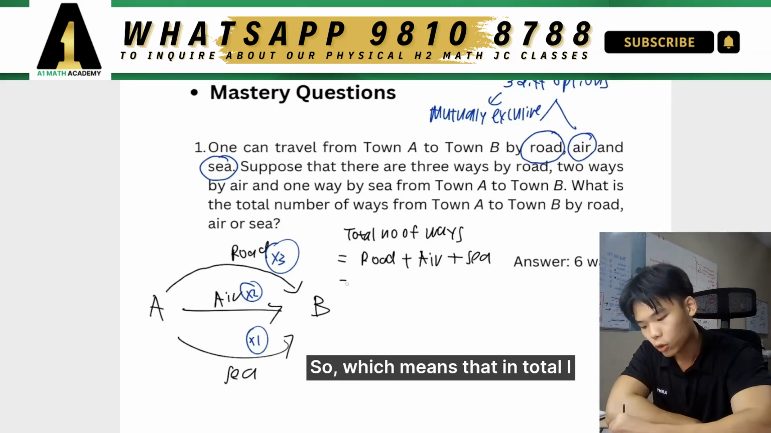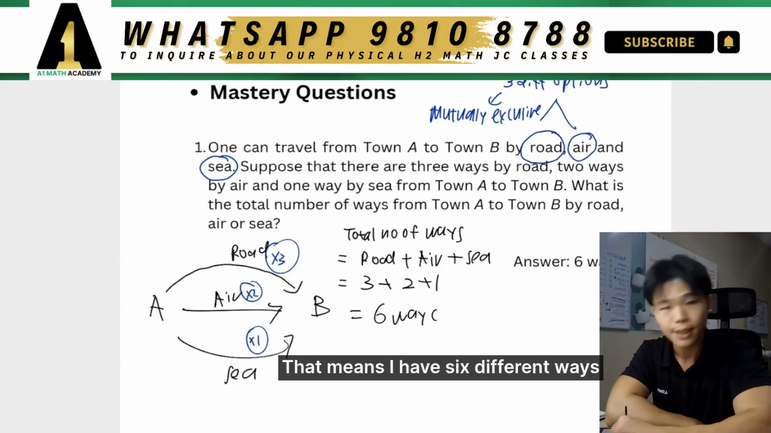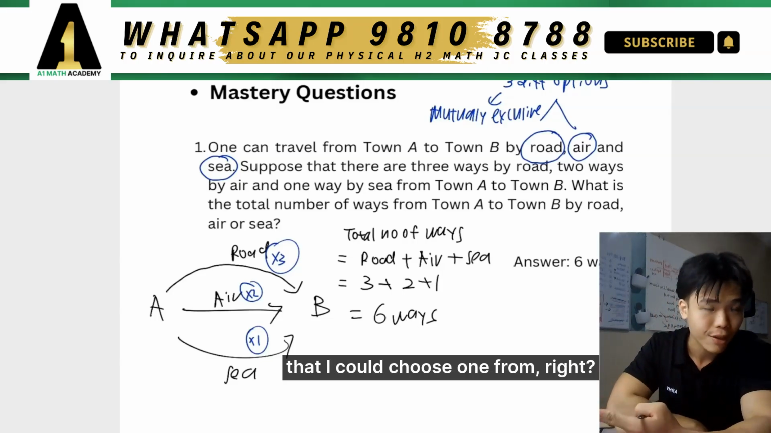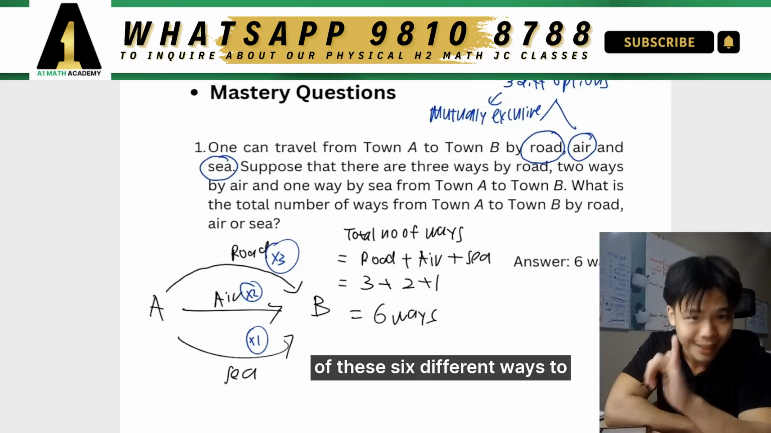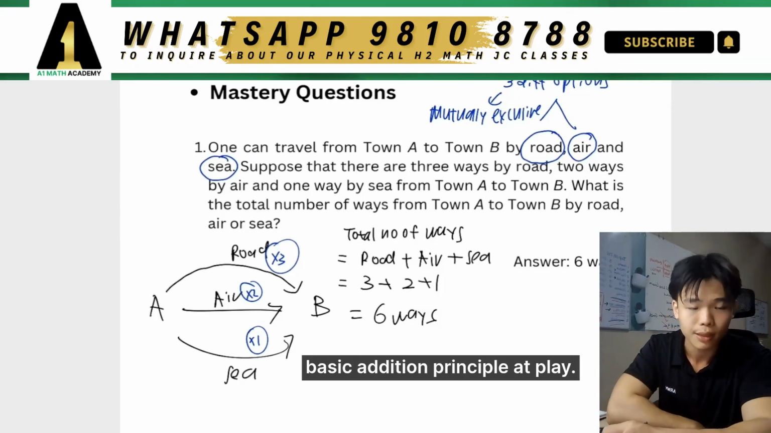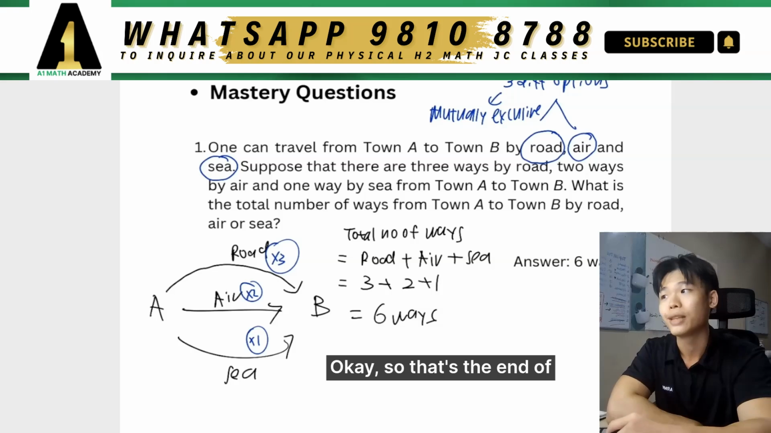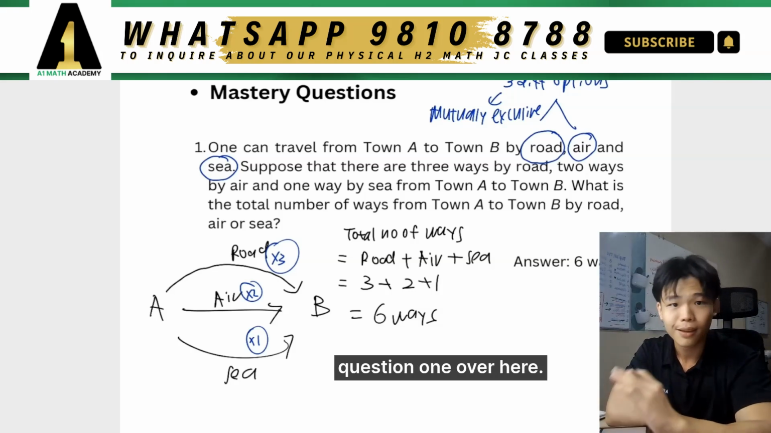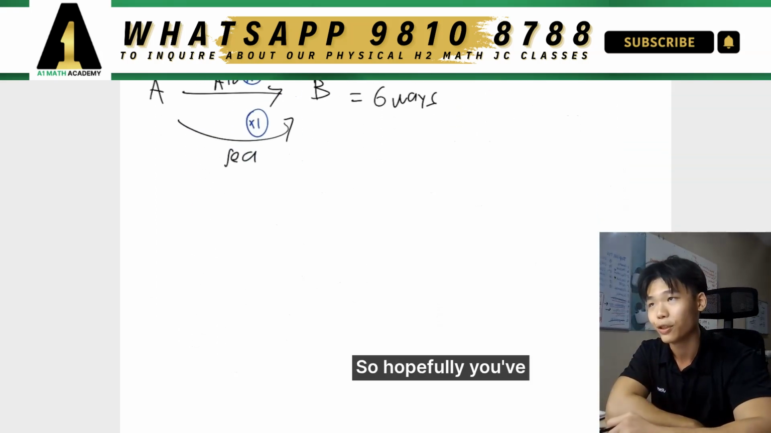Which means that in total, I have 3 plus 2 plus 1. That means I have 6 different ways that I could choose one from, right? I could choose one way out of these 6 different ways to travel. And that's why this is the basic addition principle in play. Okay, so that's the end of question 1 over here. Hopefully you got this, right?